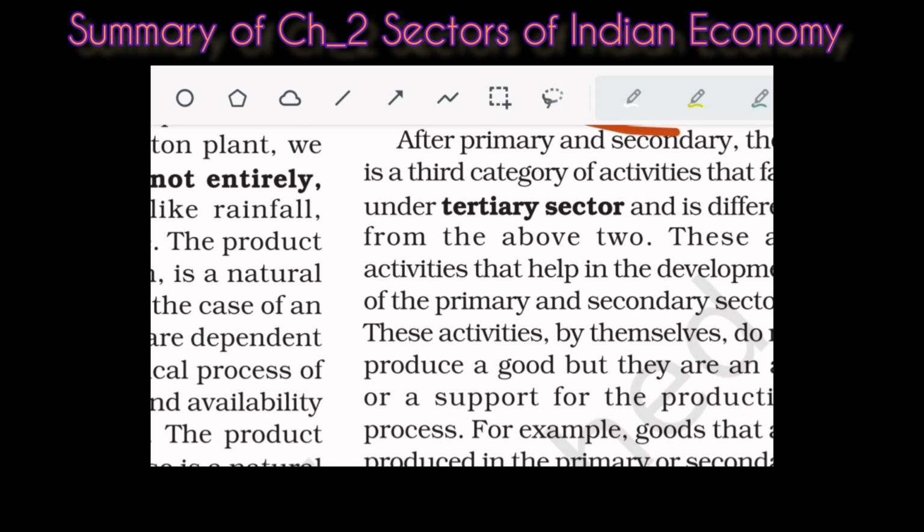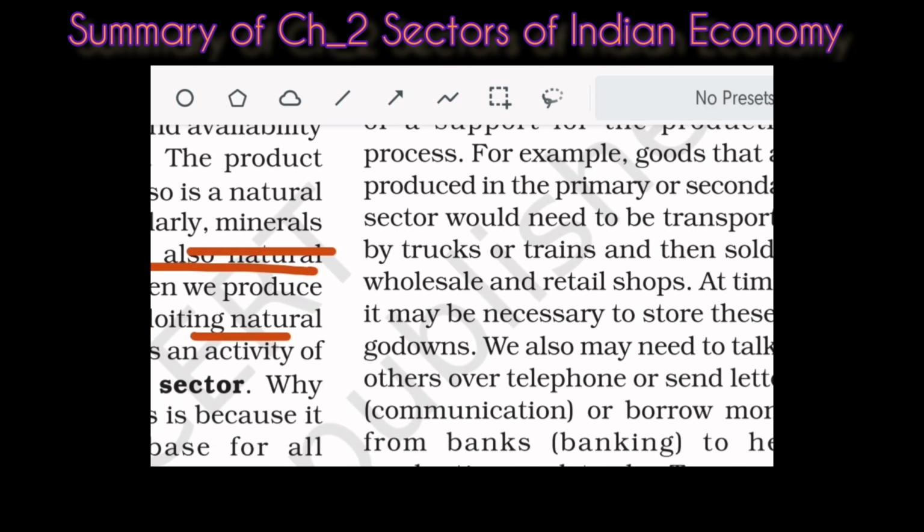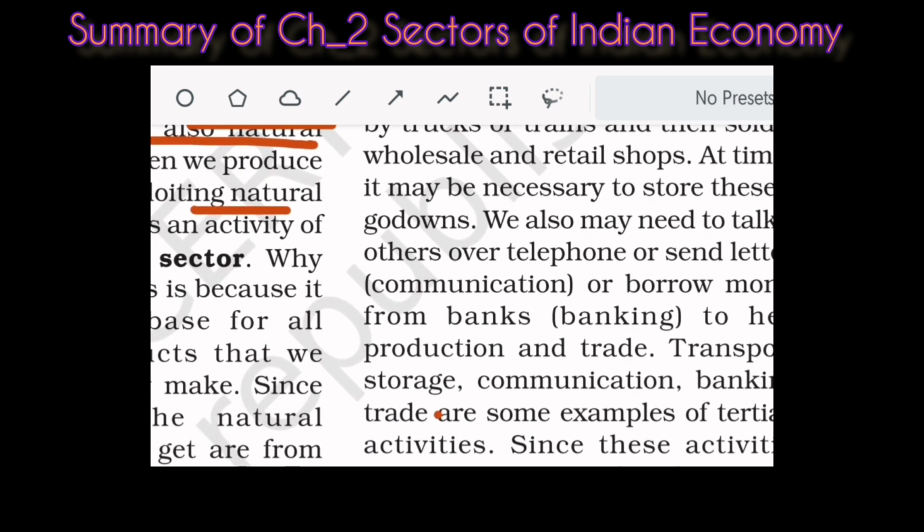Then let's talk about tertiary sector. Tertiary sector is a sector which supports primary and secondary sector. It provides services for selling the final product in the market. Okay, so in this, for example, goods that are produced in primary and secondary sector would need to be transported by trucks or trains. So it helps in the transportation of the goods, which are finally processed by the manufacturing sector or the secondary sector and sold in wholesale and retail shops. Then in the wholesale, at times it may be necessary to store these in godowns.